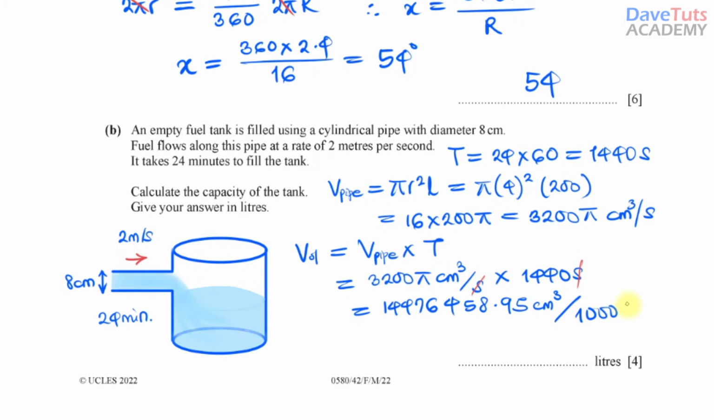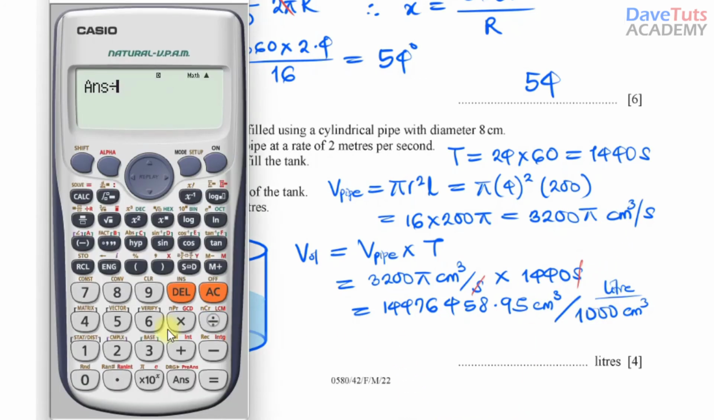So once we are saying this is 1 liter, okay, because it is 1000 centimeter cube that constitute 1 liter. So once we are doing that, we can say what we got now divided by 1000. So this is 144.76.